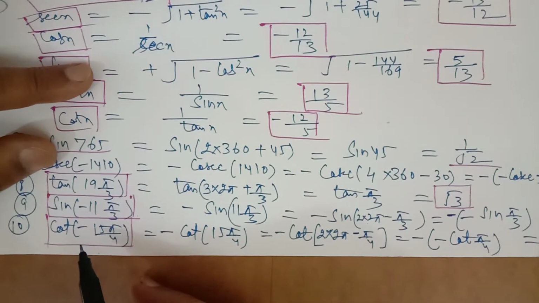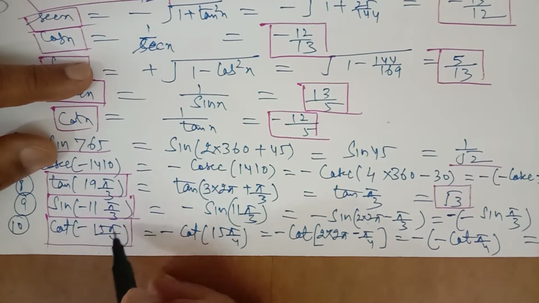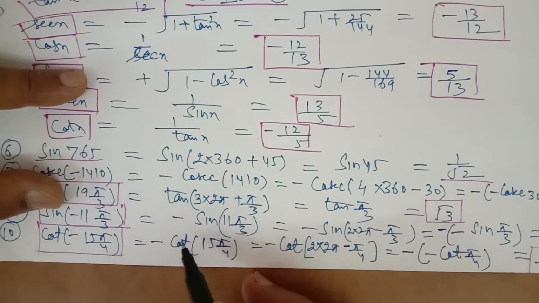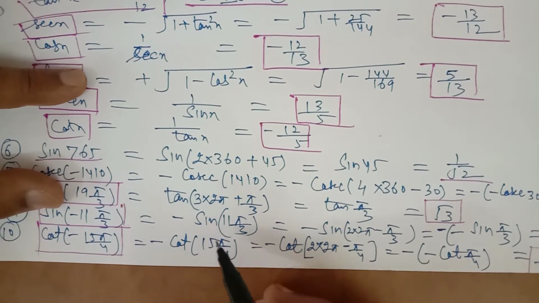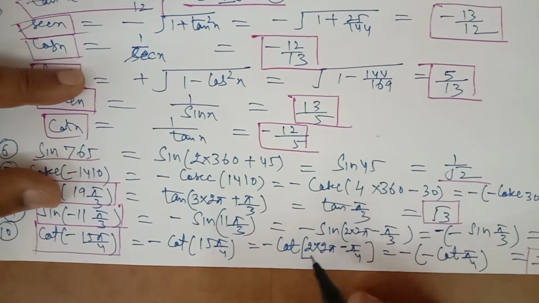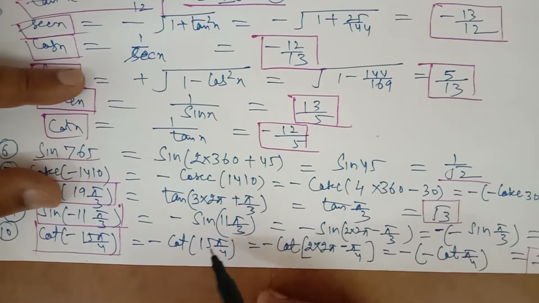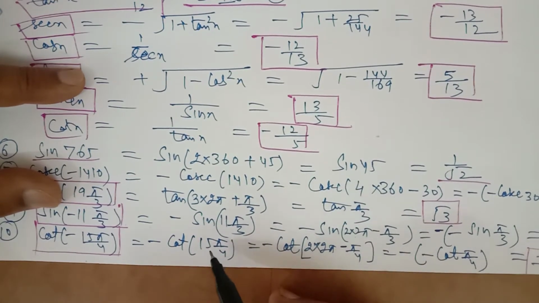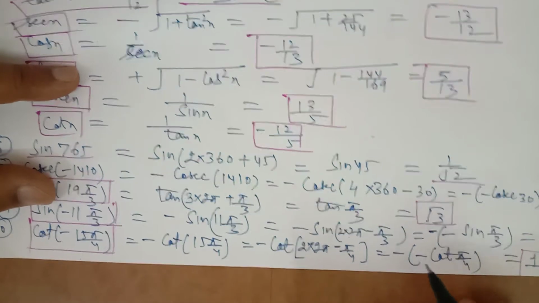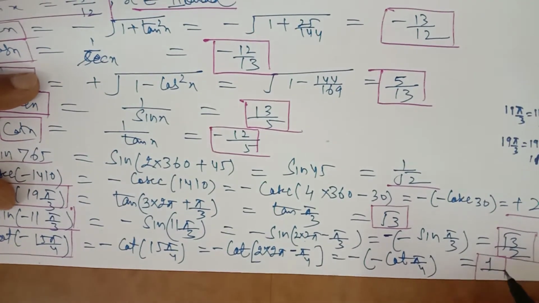Similarly, in question number 10, we have cot of minus 15 pi by 4. Minus means fourth quadrant, and cot is negative in the fourth quadrant, so minus cot 15 pi by 4. So again break cot 15 pi by 4 as 2 into 2 pi minus pi by 4, that is 720 minus 45. 360 minus theta is in the fourth quadrant. In the fourth quadrant, cot is again negative. So two negative signs make it positive, and cot 45 will be equal to 1.